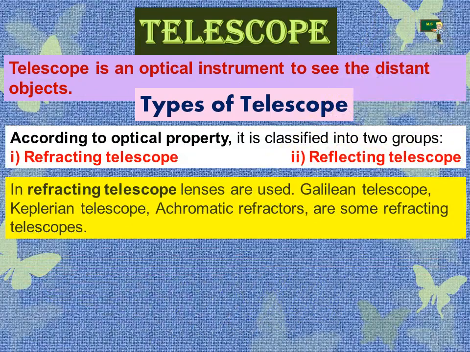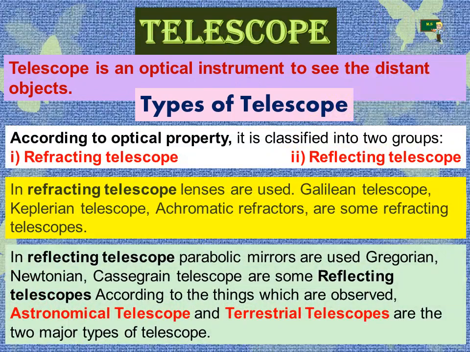In refracting telescopes, lenses are used. Galilean telescope, Keplerian telescope and achromatic refractors are some refracting telescopes. In reflecting telescopes, parabolic mirrors are used. Gregorian, Newtonian and Cassegrain telescopes are some reflecting telescopes. And according to the things which are observed, astronomical telescopes and terrestrial telescopes are the two major types of telescopes.